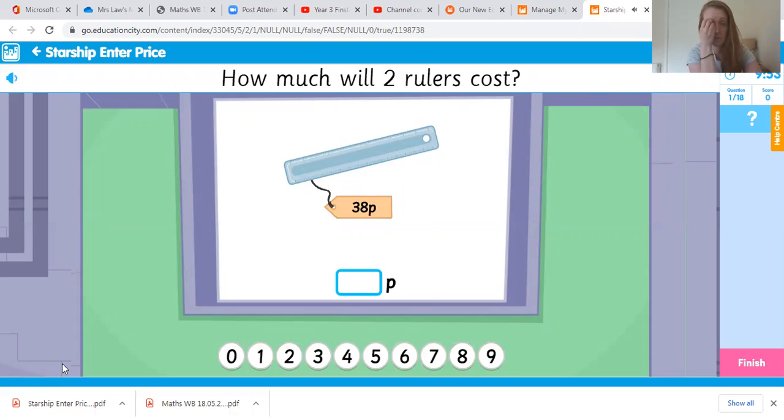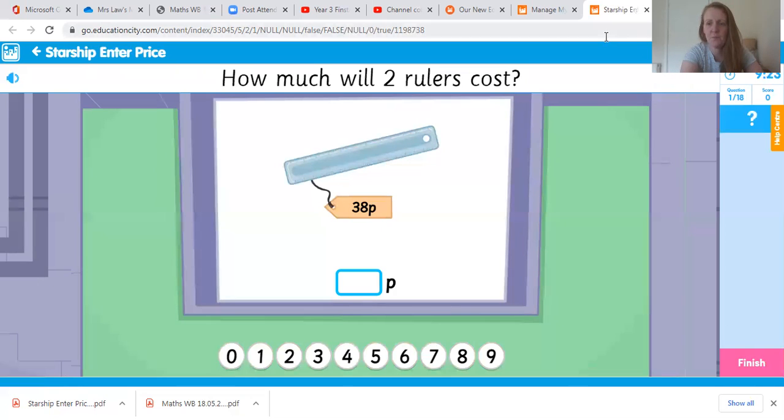How much will 2 rulers cost? Okay, so you're going to need a little scrap piece of paper for this activity, because you need to add up first. It's 2 steps. So you need to do 2 rulers at 38p each. So do your addition for that in the way that we do our column addition. So 38 add 38. Once you've done that, then you need to count on from your answer up to 100, which is £1, 100p, to find how much change Sten would have.